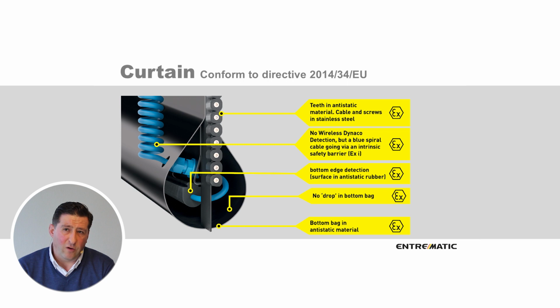A big difference here: all our Dynaco doors, the WDD, is always wireless, but wireless is not compatible in an ATEX environment. This is why the WDD is again with a spiral cable. Some small changes on the finishing of the bottom back, but in general it's pretty much the same as our standard doors.